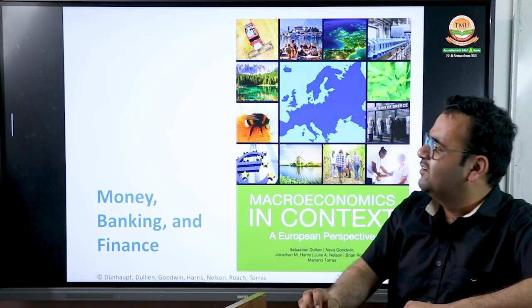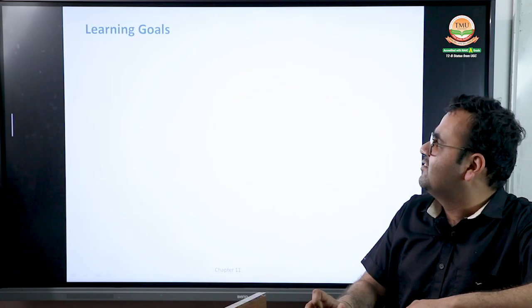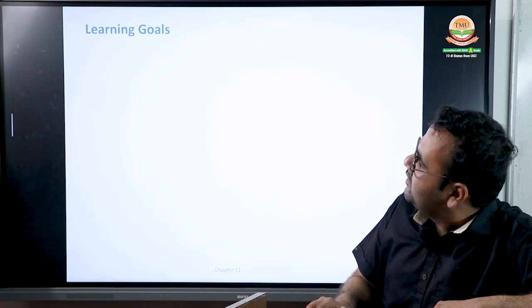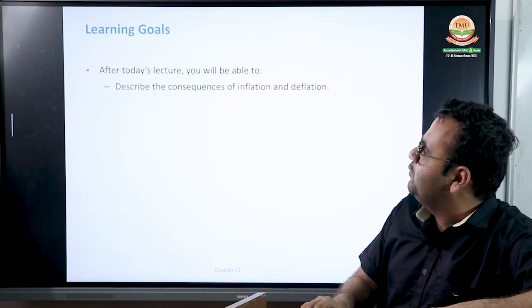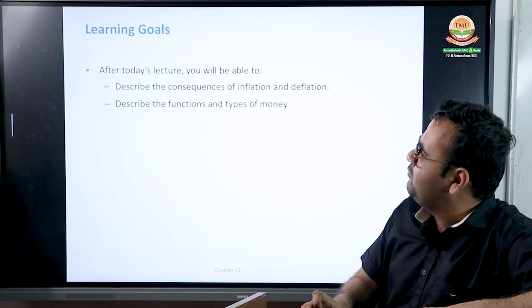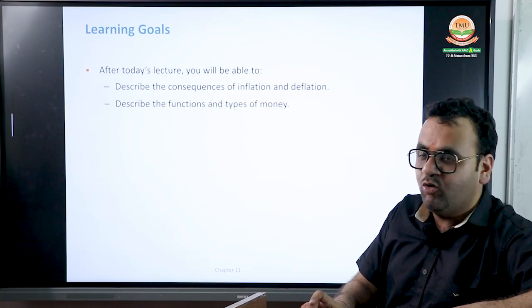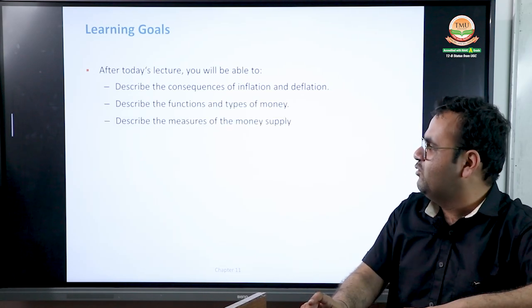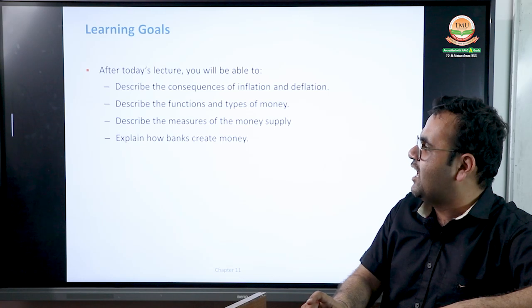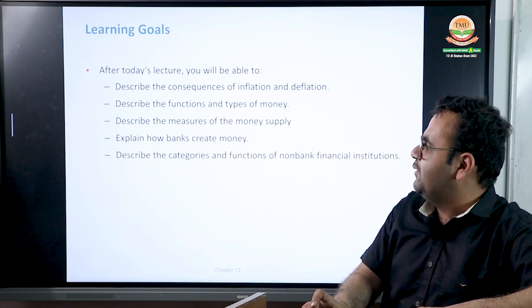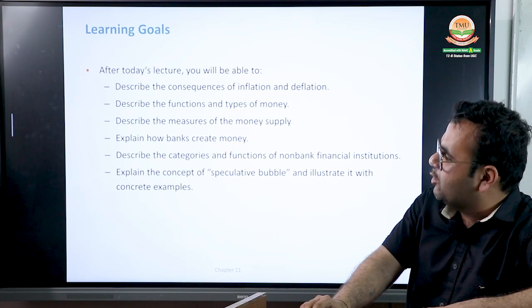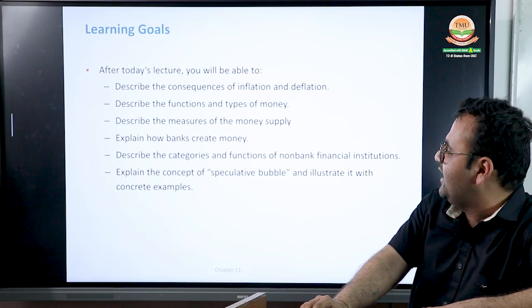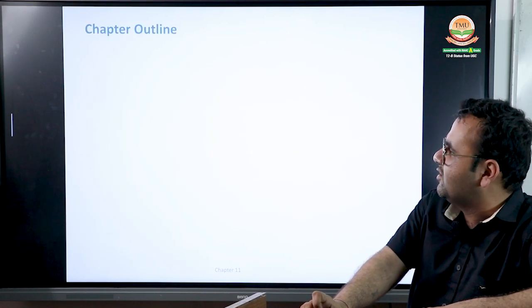Let's start. Money and banking and finance. Learning goals: after today's lecture, you will be able to describe the consequences of inflation and deflation, describe the functional types of money, describe the measurement of the money supply, explain how banks create money, describe the categories and functions of non-bank financial institutions, explain the concept of the fiscal burden and illustrate it with relevant examples.